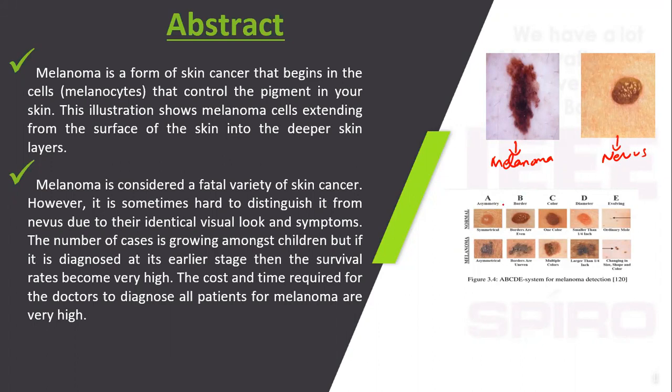See the images below: the ABCDE system for melanoma detection. Here there are five steps for differentiating normal skin from cancer skin. First, symmetry. Normal skin has a symmetrical shape, while cancer cells have an asymmetrical shape. Normal skin has even borders, while cancer skin has uneven borders. Normal skin has one color, while cancer skin has multiple colors.